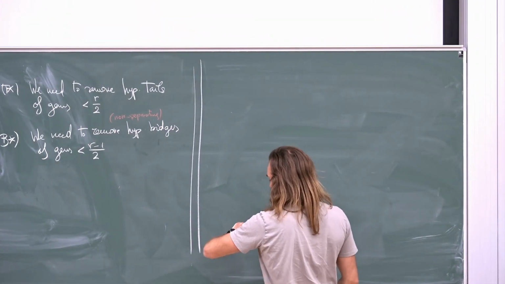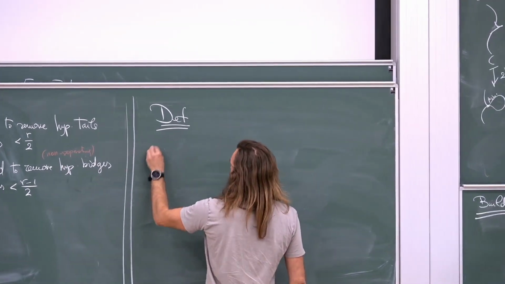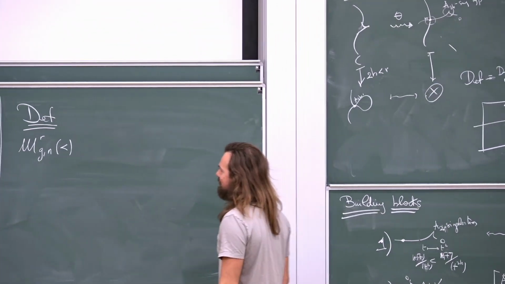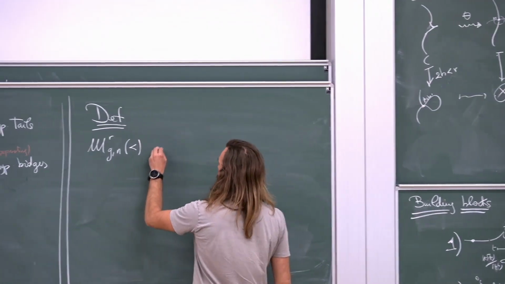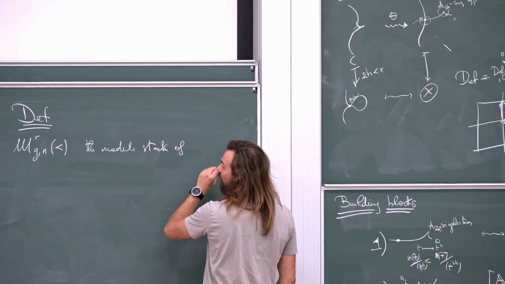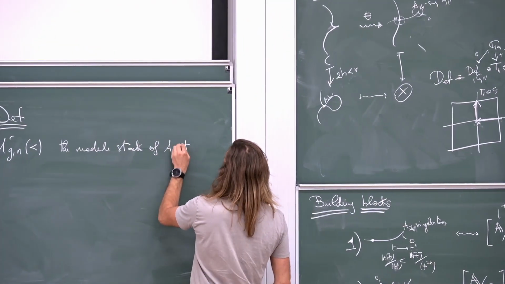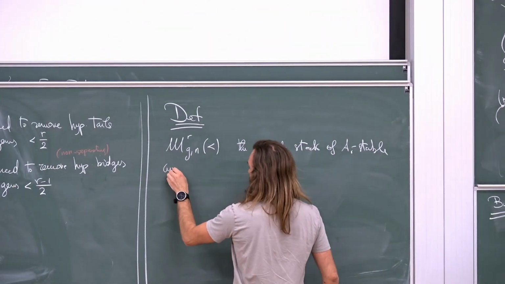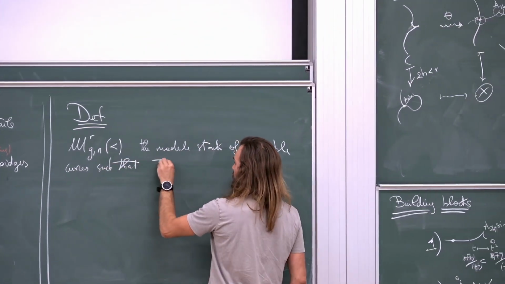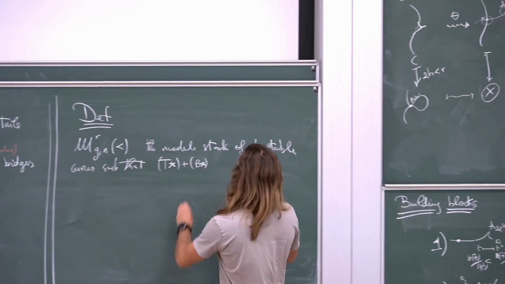So I can finally go to the definition of our moduli stack. So the notation is still really a work in progress as well, but we call this MGNR strictly less to be the moduli stack of genus G and marked AR stable curves, such that these two conditions hold.